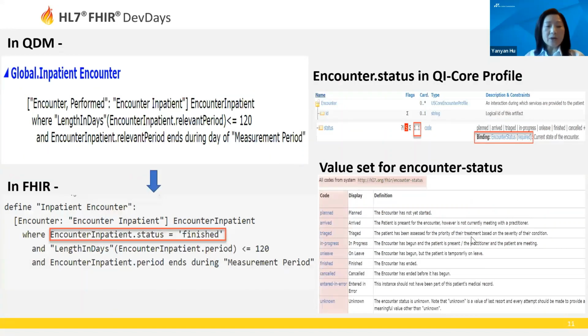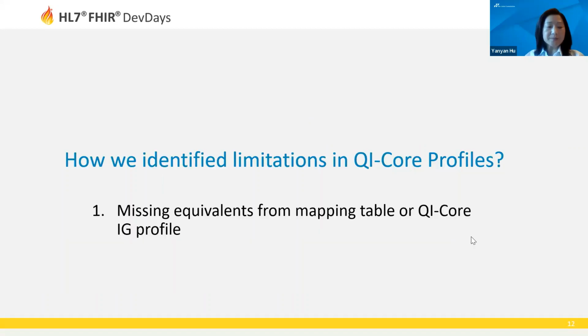Similarly, some elements are unique to FHIR. For example, here in the QI Core Encounter profile, the status represents the current state of the encounter. It is a required data element with a required binding to the encounter status value set defined in FHIR, where encounter status could be finished, in progress, or canceled. A total of 9 codes are shown in the lower right corner table. But the QDM data model does not have this ability to specify the status. This is an advantage of using FHIR for quality measures.